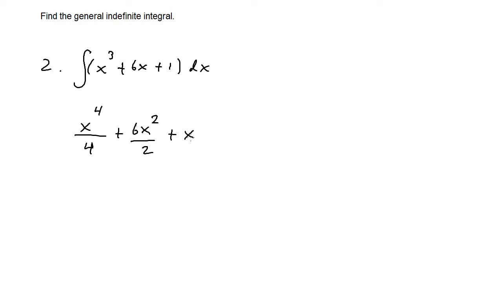Now simplifying here, we have x to the 4th over 4, or you can also rewrite it as 1/4 x to the 4th, plus 6/2 is 3, so 3x squared, plus x, and because this is an indefinite integral, we have to add the plus c, and that's the final answer.